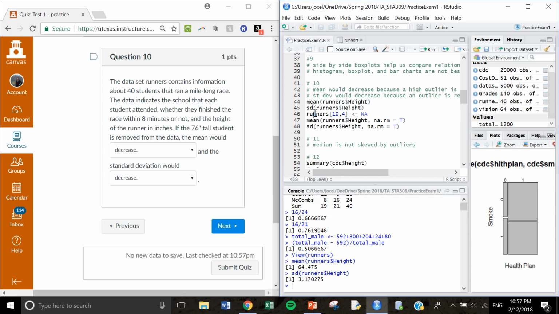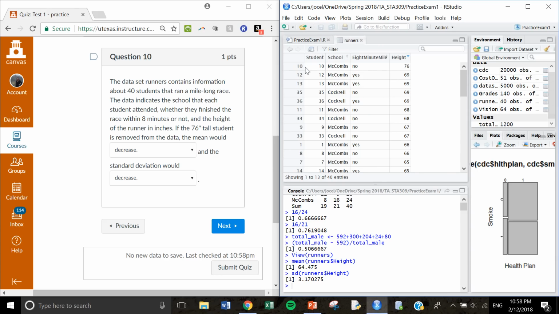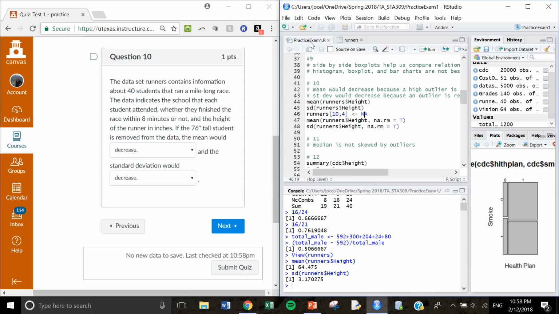Now this is how I'm going to remove that height. I'm going to say runners, and these brackets are about when we're talking about some sort of row or column in the data, okay? Inside these brackets, we always put row, comma, column. Always row, comma, column. So what I'm saying is go to runners, row 10, column 4, make it NA. So what this is doing is going to runners, row number 10, column number 4, which is height, and make it NA. Let me run this statement.